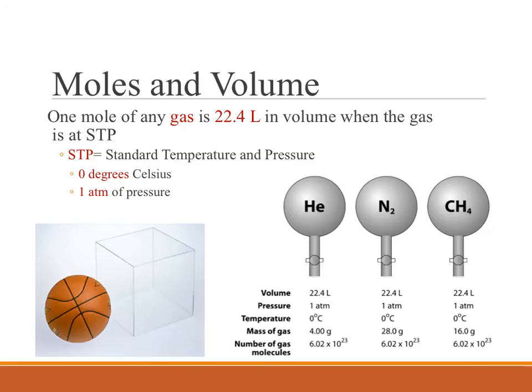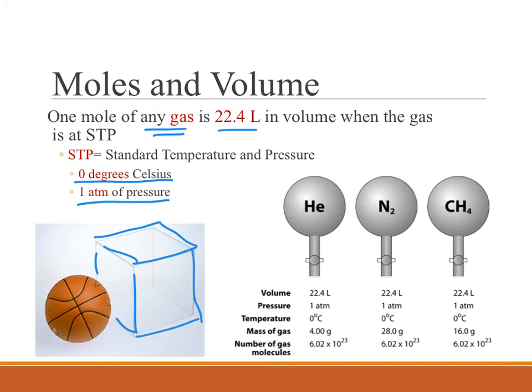We can also see moles in how we measure gases in volume because scientists have discovered by a number of experiments that 1 mole of any gas will have a volume of 22.4 liters if that gas is at STP. And STP is when it is 0 degrees Celsius and under 1 atmosphere of pressure, which is basically what we live in. The size of 22.4 liters is slightly larger than a basketball. You can kind of see the outline here of a box, and it's bigger than a basketball. But it doesn't matter what's inside that box.